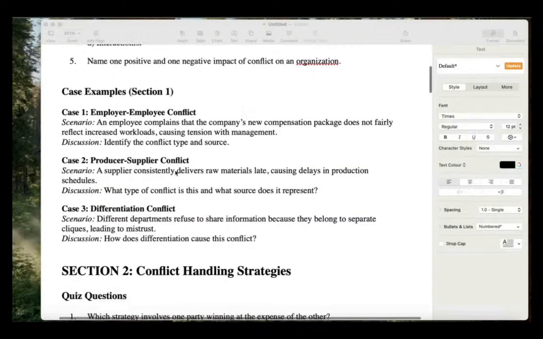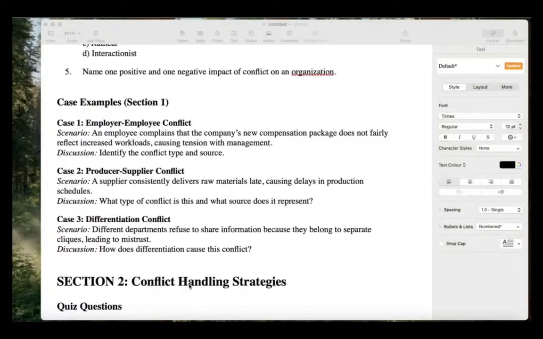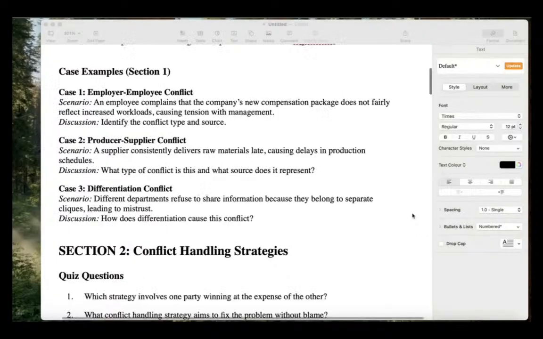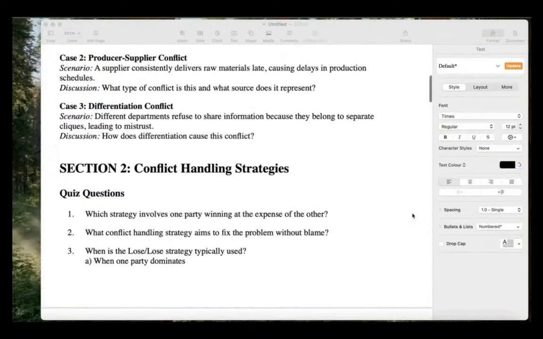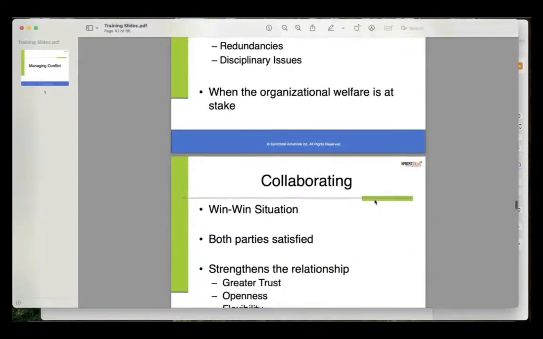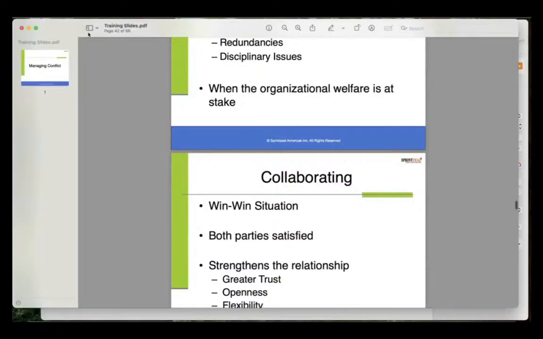Moving on to the next one, we're done with section one. We will move to section two, which is about the handling strategies. We've discussed these strategies. Now let's see if we are able to answer the questions about them. Which strategy involves one party winning at the expense of the other party? That would be the win-lose. Good job. I'm so happy that you are able to answer.